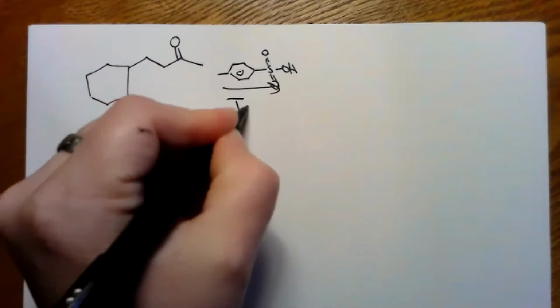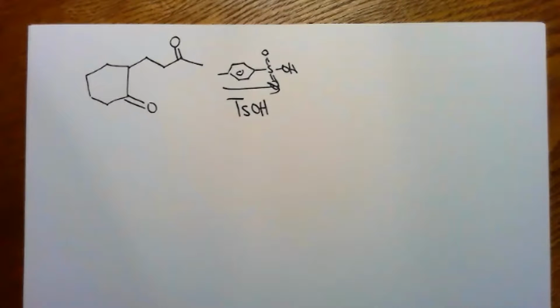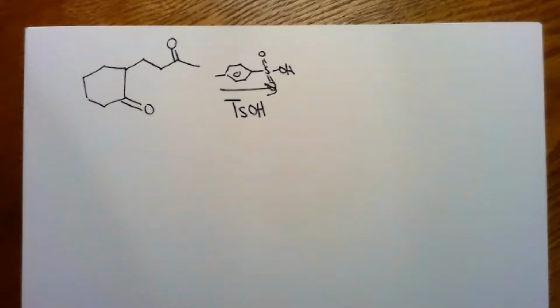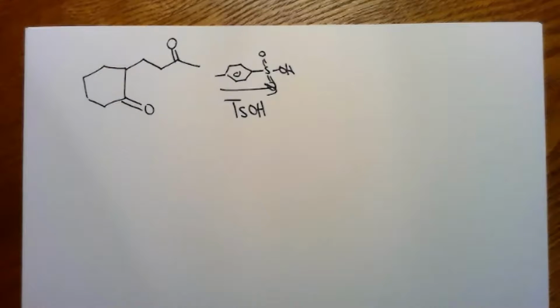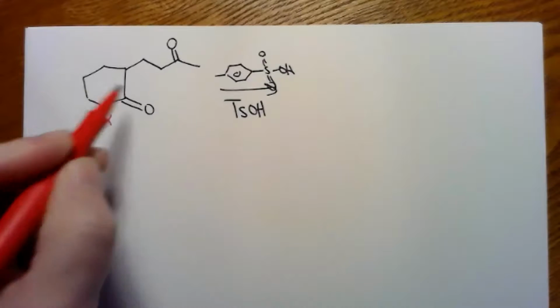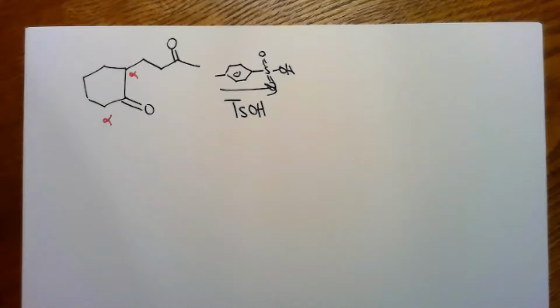This is TsOH, tosic acid. It's an acid like sulfuric. It's just soluble in organic solvents. So am I going to pluck an alpha hydrogen and make an enolate? No. I'm going to make an enol, and that enol will attack a carbonyl. But I have 2 carbonyls. So which one's going to become an enol and which one's going to attack what? Oh boy. Even when an enol is acting as the nucleophile, it's the alpha carbon that is the nucleophilic atom.